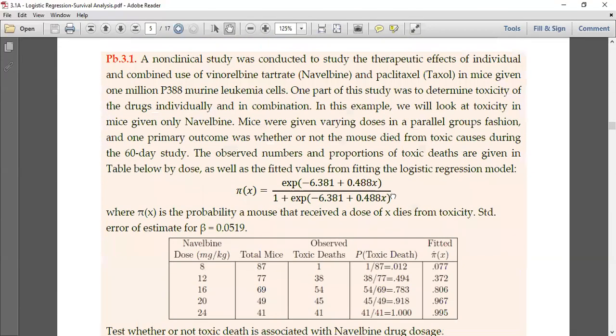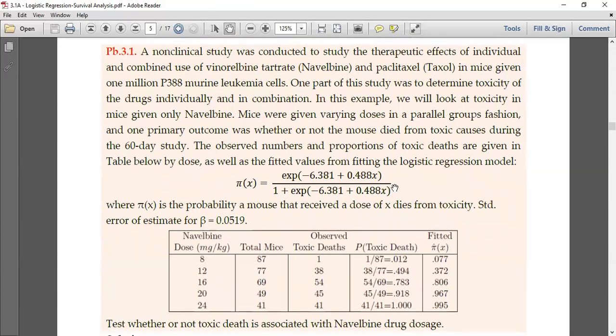Here is a numerical. You can pause the video and go through the entire write-up and come back. You can pause the video here.